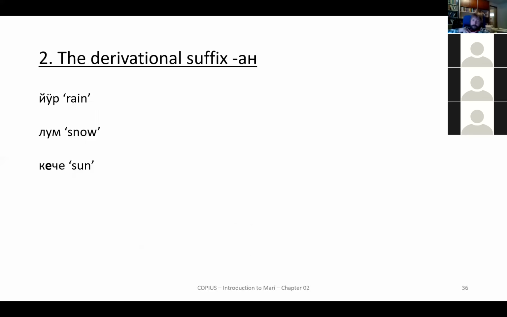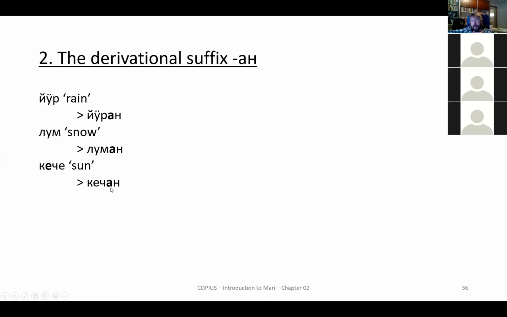Okay. Then I want to introduce you to a derivational suffix -an, which we are going to meet over and over again. This is a highly productive suffix meaning having something. In some contexts it can be compared to English -y. So if I have yr, rain, yuran is rainy. If I have lum, snow, luman is snowy. And if I have keche, sun, kechan is sunny.